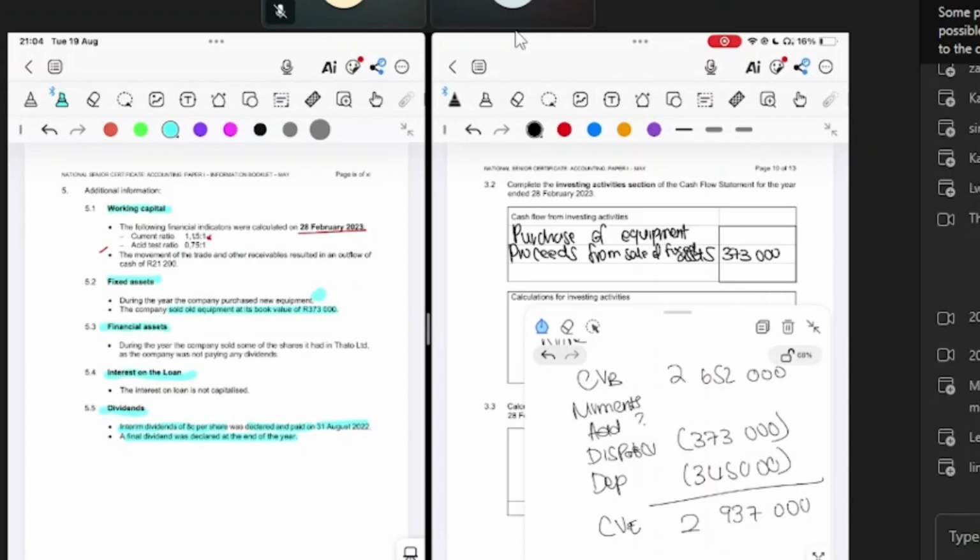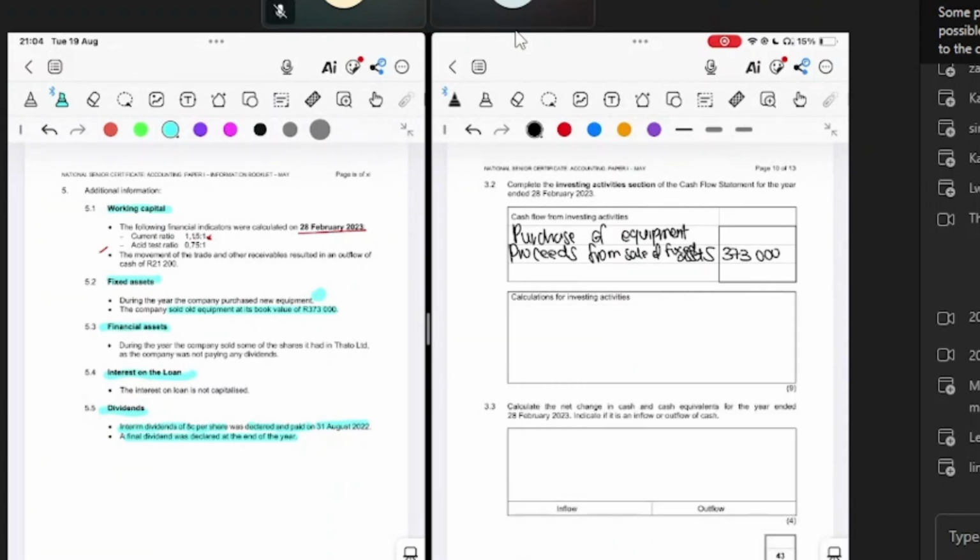So we can work backwards. We take our carrying value at the end, which is 2,937,000. We add back our depreciation of 345,000. We also add back our disposal at carrying value. Then we subtract our opening balance for carrying value of 2,652,000, and that will give us additions of 1,008,000. That's how you get that amount. All good?